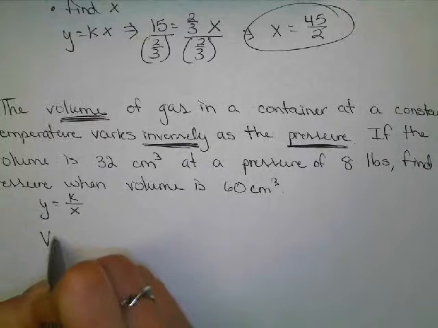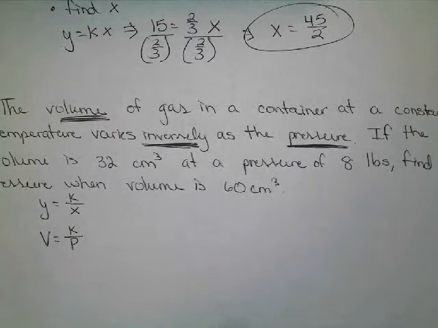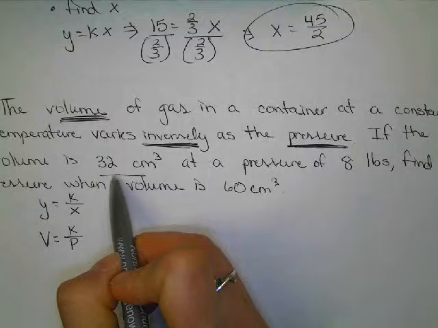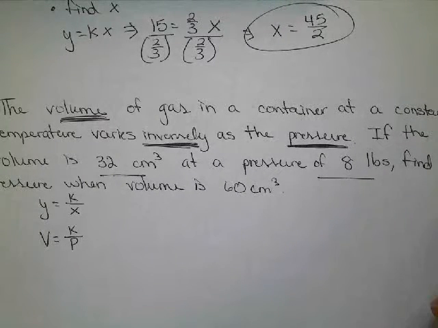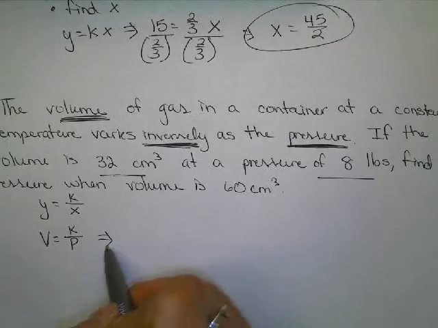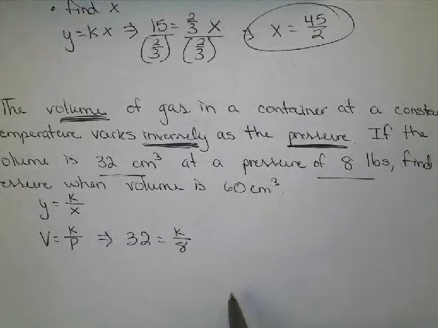So if I want to rewrite this, I can change that to a V, and then K, and so X will become P. Well, now I know the volume is at 32 when we have a pressure of 8 pounds. So the first thing I have to do, of course, is find K. So I'm going to plug in for my volume. So 32 equals K over P, which is 8.